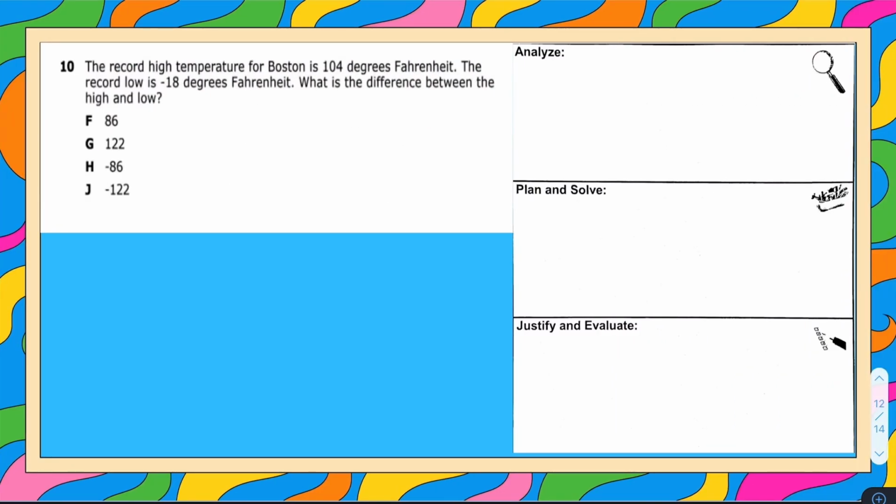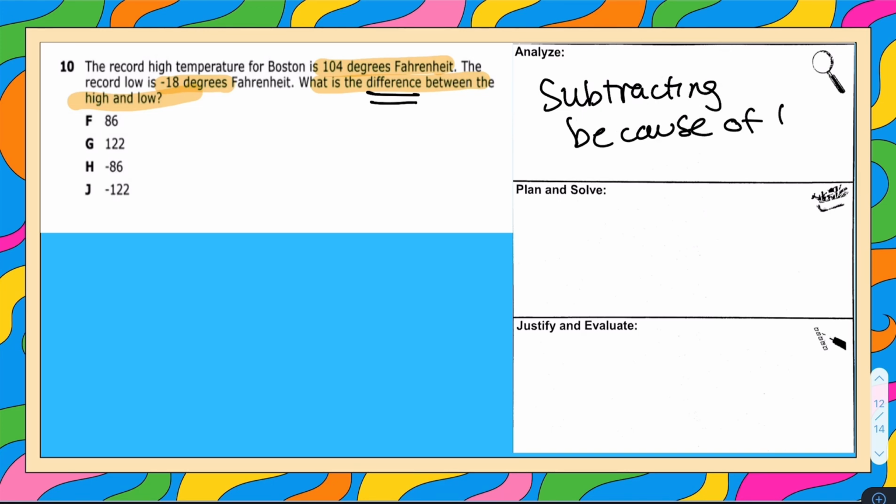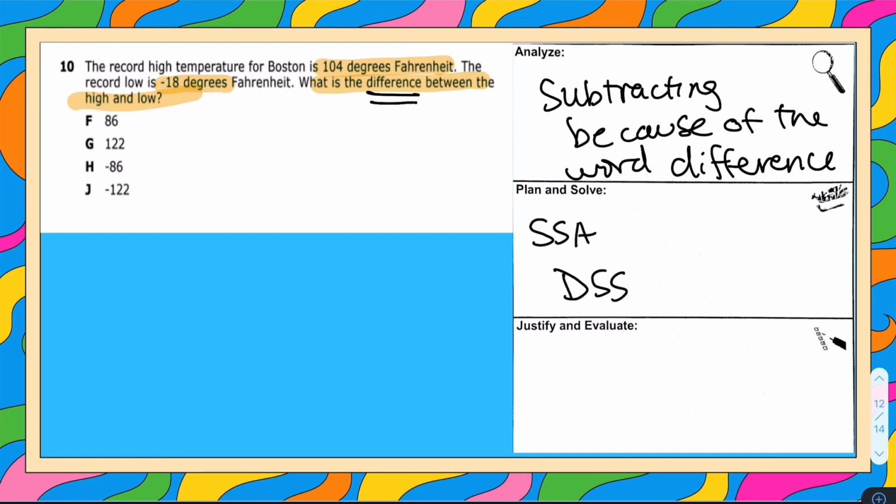The record high temperature of Boston is 104 degrees Fahrenheit. The record low is negative 18 degrees Fahrenheit. What is the difference between the high and the low? Keyword difference. We are subtracting. So you're going to come up with a plan by yourself and determine if that number is positive or negative. So we are going to use same sign add, different sign subtract.